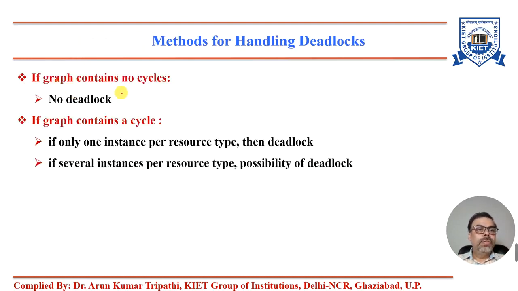If the graph contains no cycle, then there will be no deadlock. If the graph contains a cycle and only one instance of each resource type, then there will be a deadlock. Otherwise, there is a possibility of deadlock.